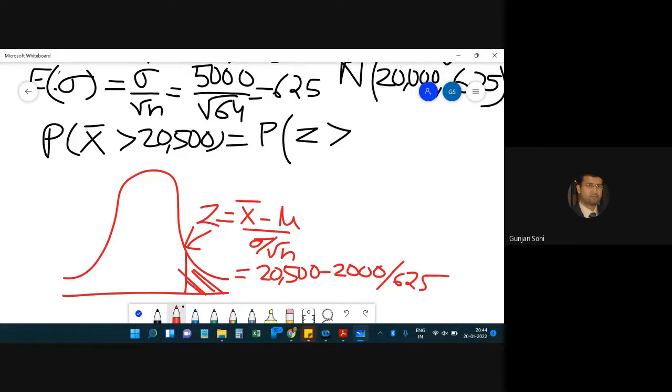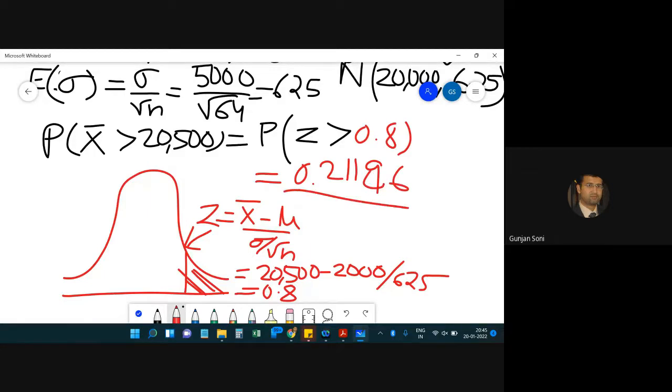So what do we get? 0.8. So quickly tell me, Z is greater than 0.8. What is that value? 0.21186. 0.2119, I think. Yes, around that. So we get that answer. Any doubts in this?